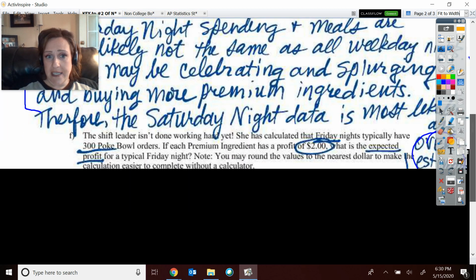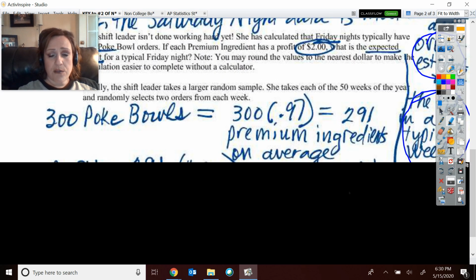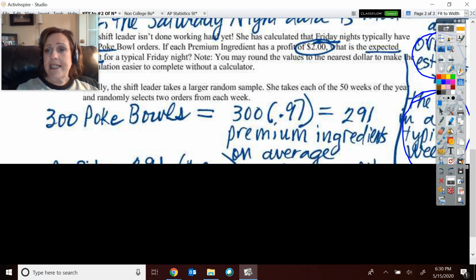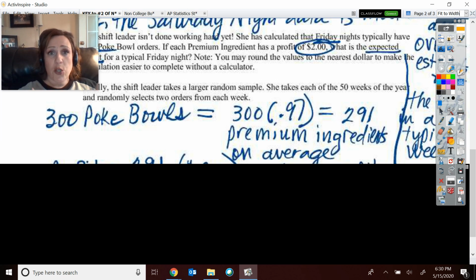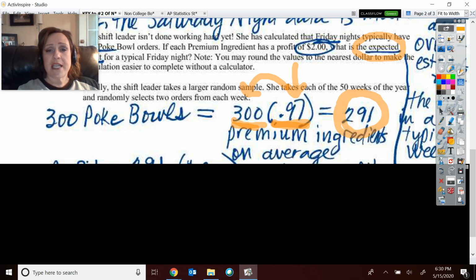So the first thing that I did was I said, okay, I need to see how many premium ingredients are expected. Expected value is the mean. So, look, here was the mean number of premium ingredients per bowl. So 300 bowls times 0.97 ingredients per bowl makes, on average, the expected value of 291 premium ingredients.